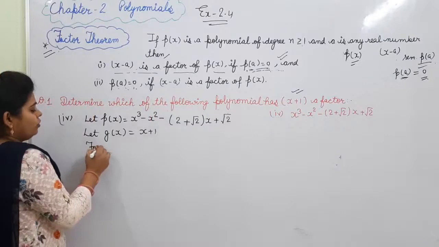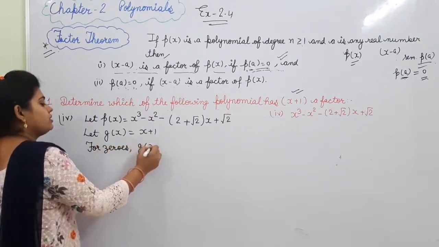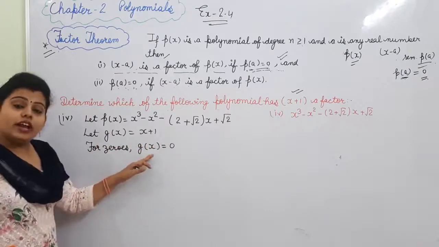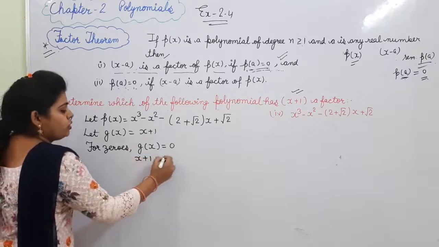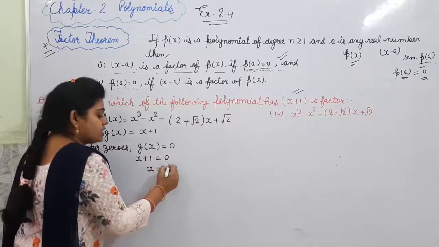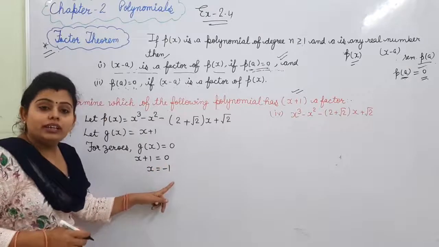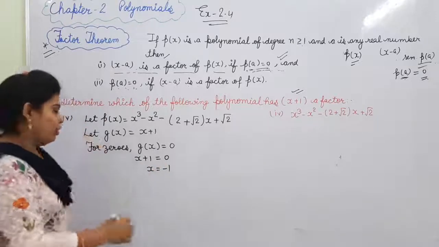Now, for zeros, this g of x is equal to 0. And if this g of x is equal to 0, it means x plus 1 is equal to 0. From here we will find the value of x is equal to minus 1. अब हमें यहाँ पर a की वैल्यू तो मिल गई. Now what we will do? We will apply factor theorem.